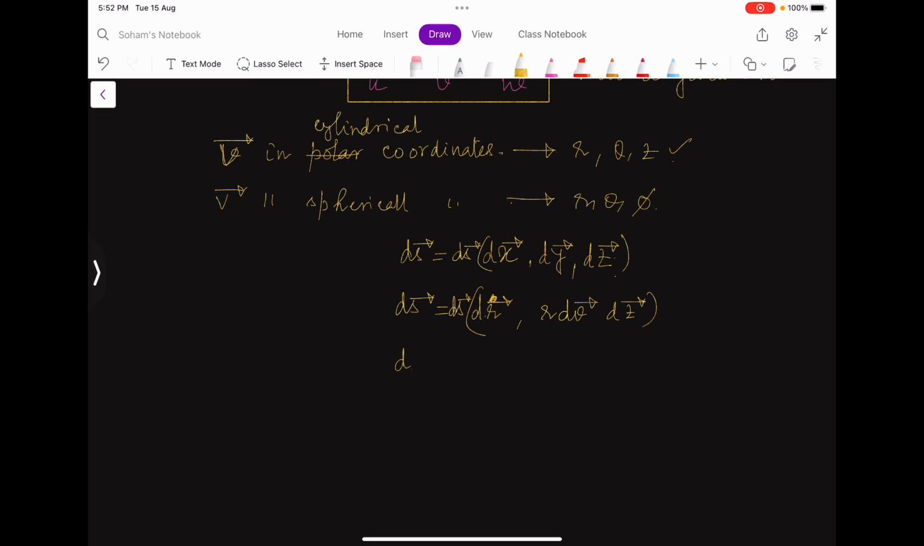Okay, and similarly in spherical system it will be dr. Okay, so this will be some function. So these are just coordinate transformations.